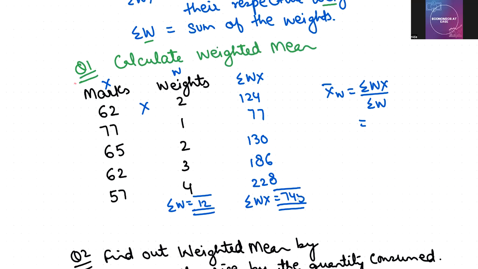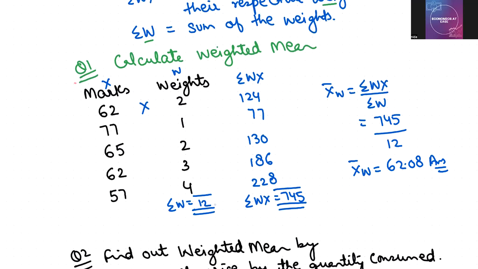Now I'm going to put the values in the formula. 745 upon 12. So the weighted mean will be 62.08. So simple. You just have to multiply. Right, the next question, please take the screenshot.